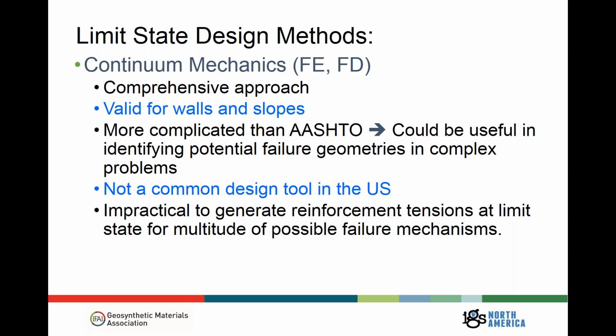It doesn't look at that arbitrary threshold of, say, 70 degrees. It's valid for walls and slopes, but it's more complicated than AASHTO. It's not something you do in a spreadsheet. It can be useful in identifying potential failure geometries in complex problems. However, for anybody who's used finite elements or finite difference, it requires a little bit more input than just the friction angle or a cohesion or a unit weight. It also requires parameters that describe deformation, which sometimes aren't so easy to just pinpoint.